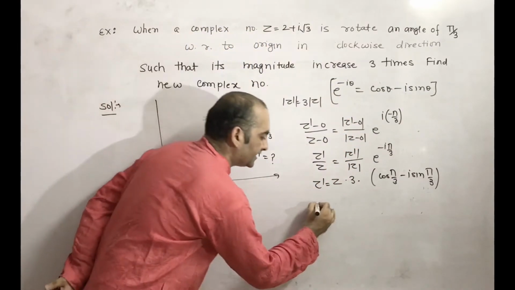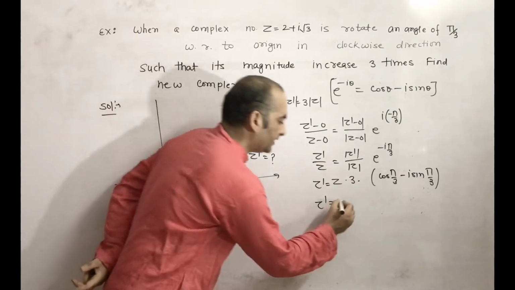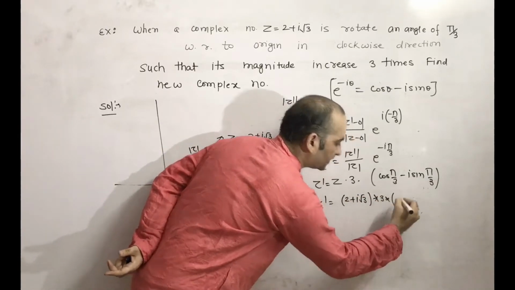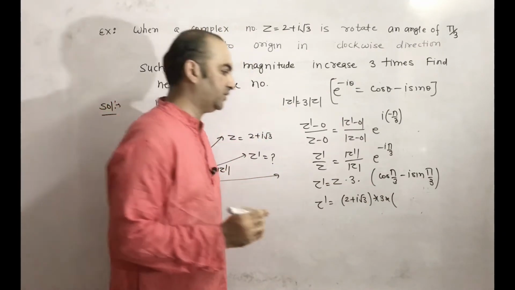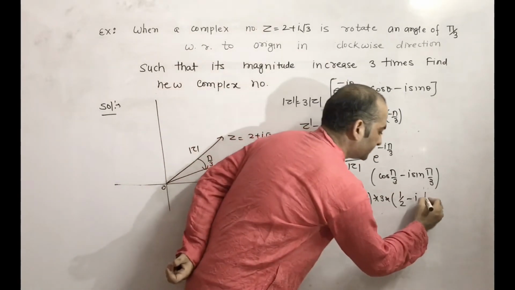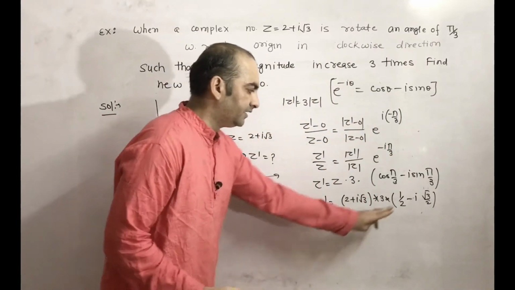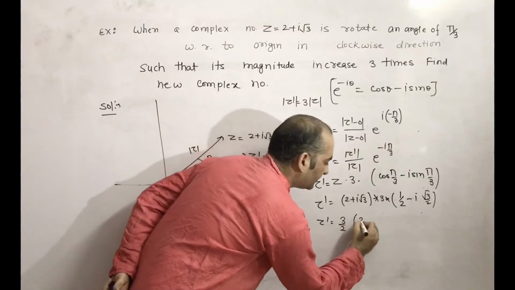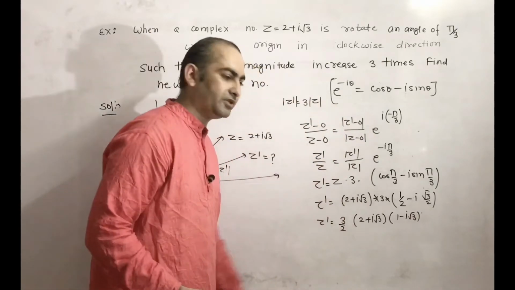So z dash equals z, which is 2 plus iota root 3, into 3 into cos pi by 3 minus iota sin pi by 3. Cos pi by 3 is cos 60 degree, which is 1 by 2, and sin pi by 3 is root 3 by 2. Okay, so for z dash, from the second bracket we can take 2 common, so 3 by 2 in bracket 2 plus iota root 3 into 1 minus iota root 3. Now we will multiply these two.